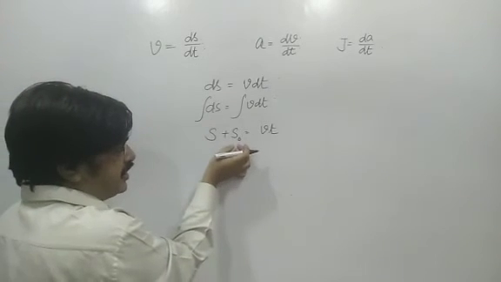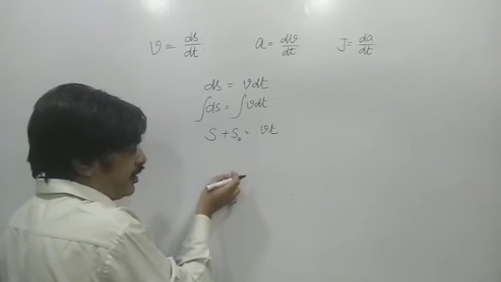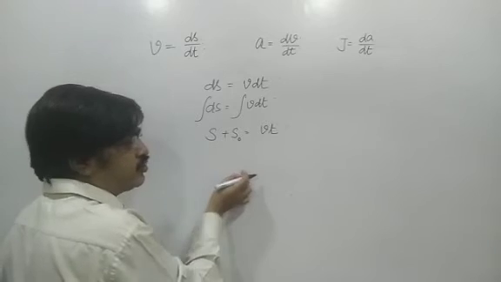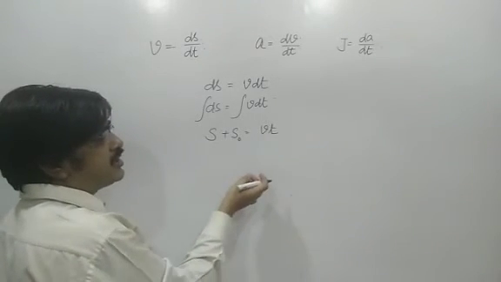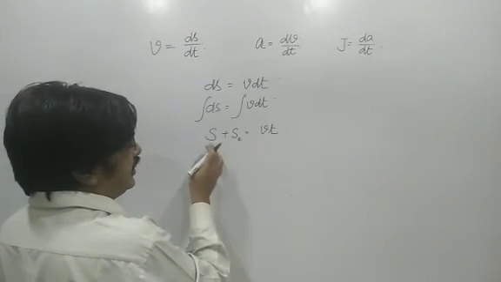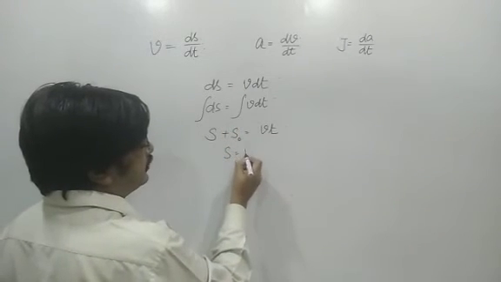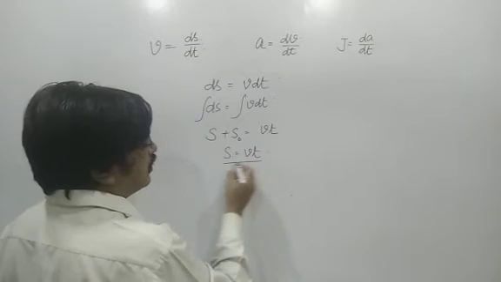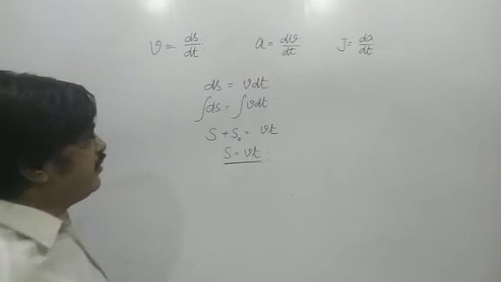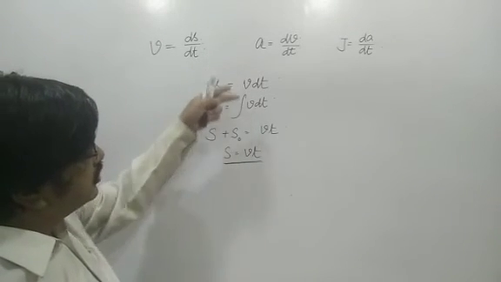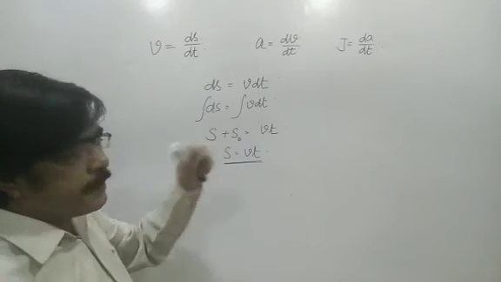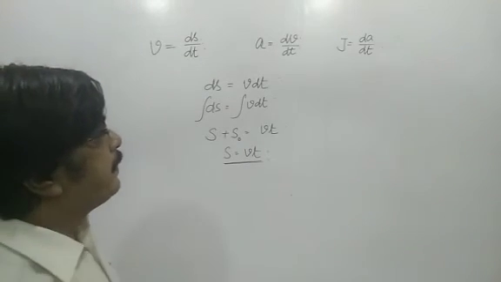If displacement is taken from that very point where the particle begins to start, that means displacement is counted from that very point, then S0 becomes 0. In that case, you can write down S equals Vt. So for uniform motion where V remains constant, the equation will be S equals Vt.